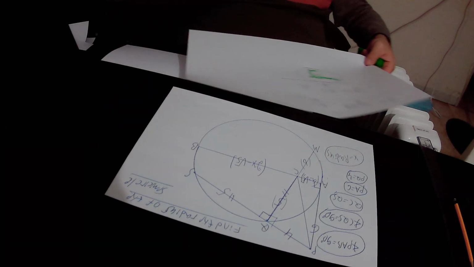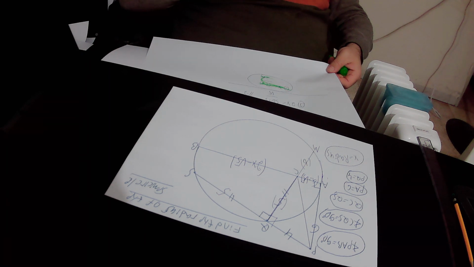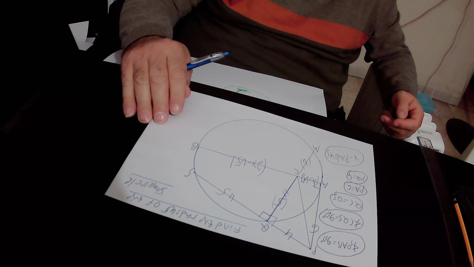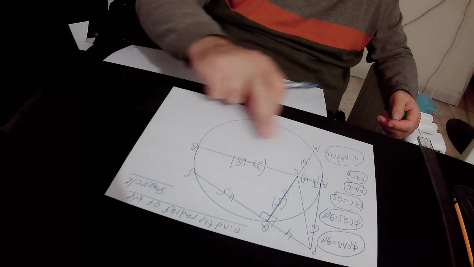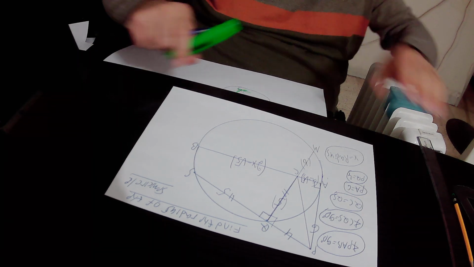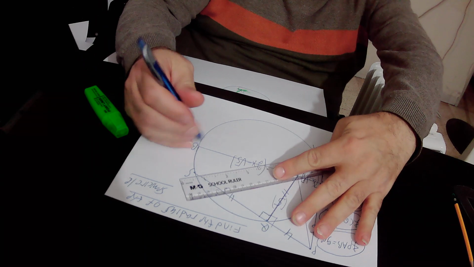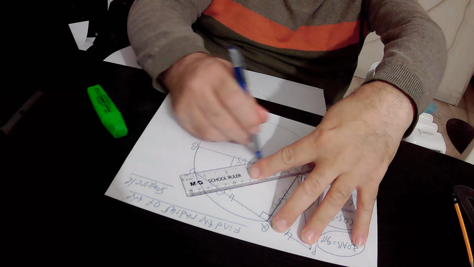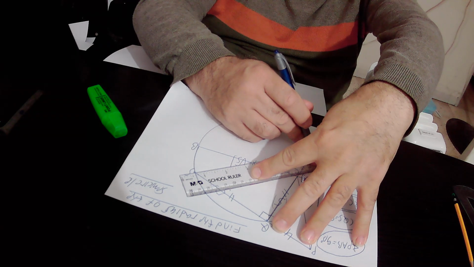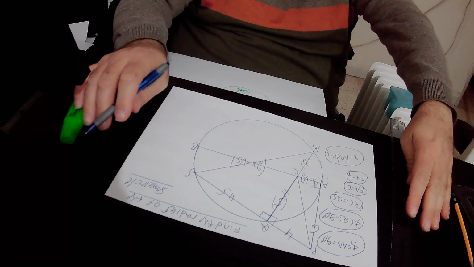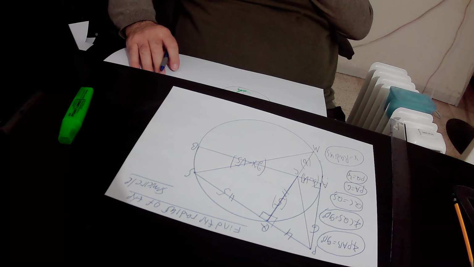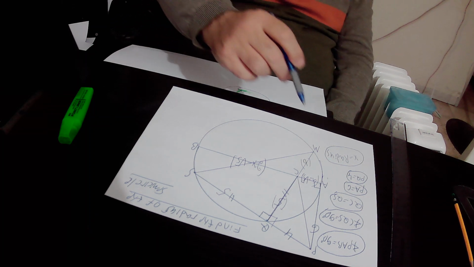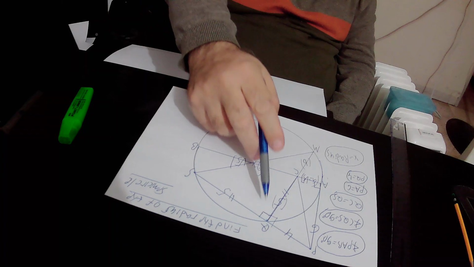Okay, so in the next step we will join points S and N together by a straight line. So in the drawing we have peripheral angle MQS that equals 90 degrees.